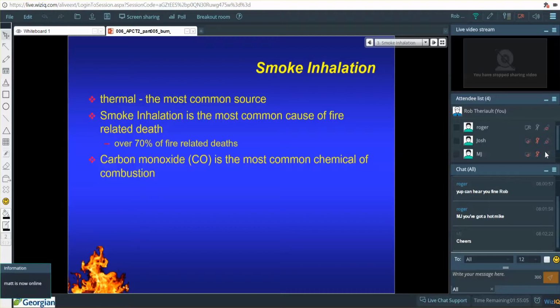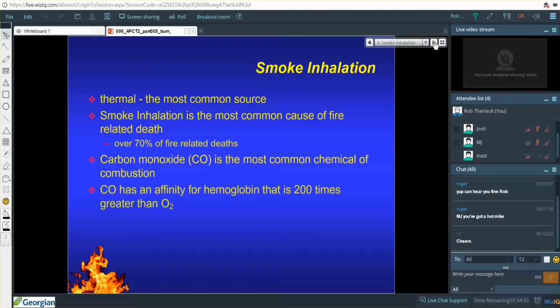As they become complacent and ignore fire alarms, they get trapped and end up dying from carbon monoxide inhalation. So CO is the most common chemical of combustion, and we also see cyanide and other chemicals as well. CO has an affinity for hemoglobin that's about 200 to 300 times greater than that of oxygen, so it binds competitively with oxygen.